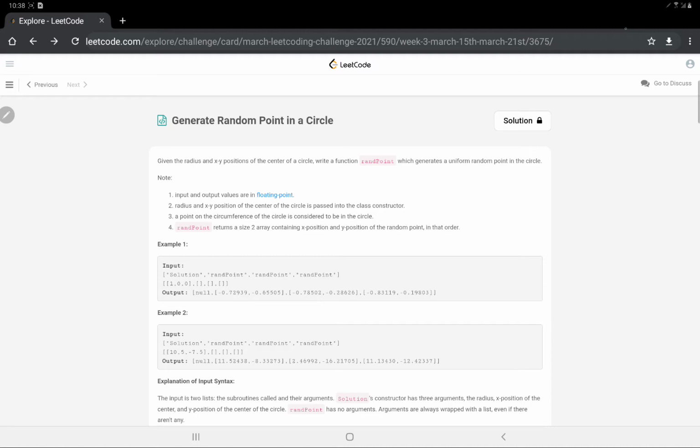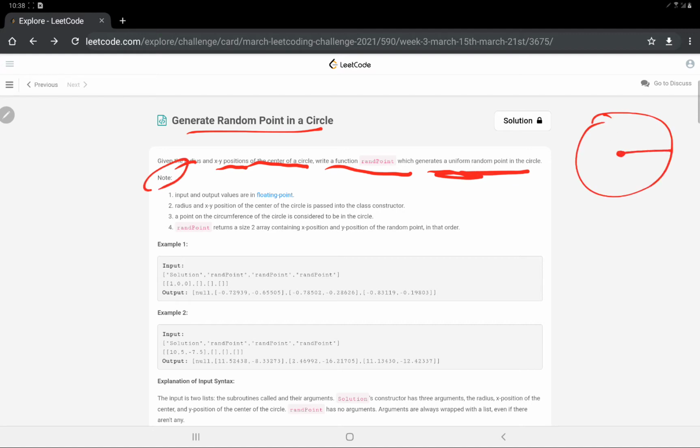And the question for today is generate random point in a circle, right? So, given the radius and xy positions of the center of the circle, we have to write a function randPoint which generates uniform random points in the circle, alright? So, given a circle and radius and coordinates to the center, we have to return a function that generates random uniform points in a circle.